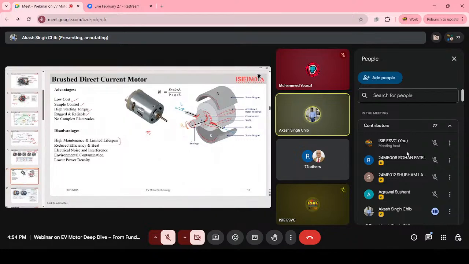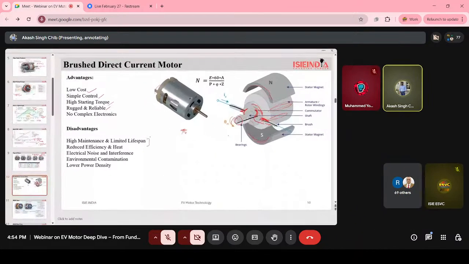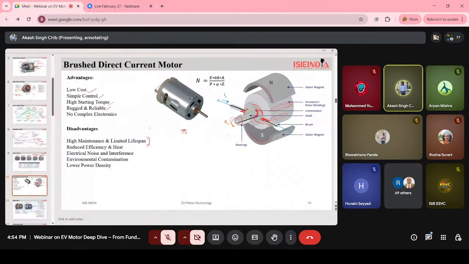In the future we may use some other motors as well, but we have declined this motor because it has high maintenance and a limited lifespan, and due to the brushes it reduces the efficiency of the motor. Heat is also generated due to the friction in the rotating part, which is our windings, and it also creates some noise.